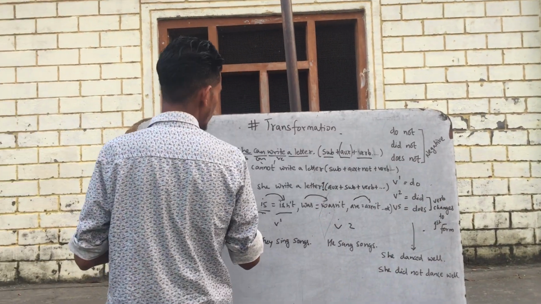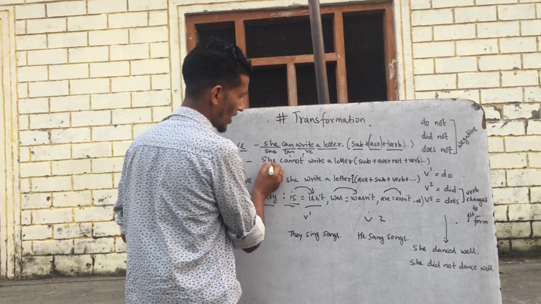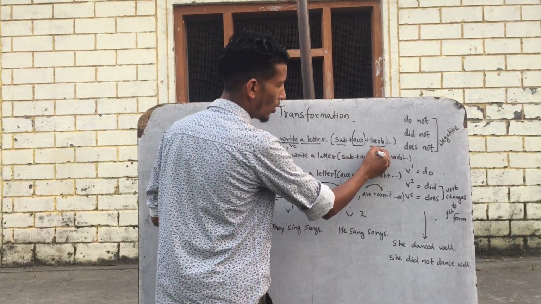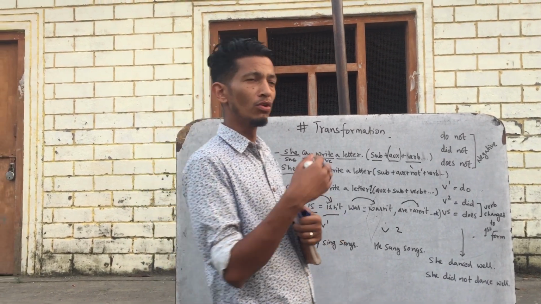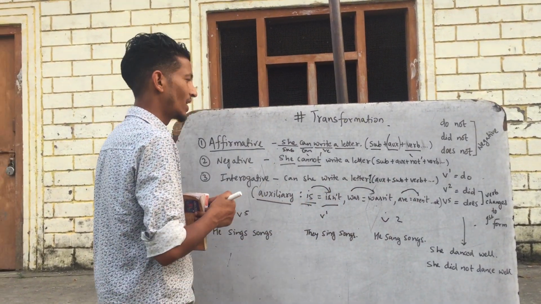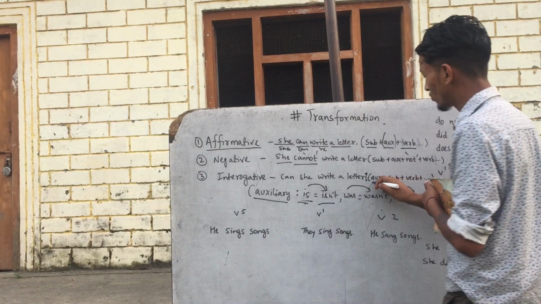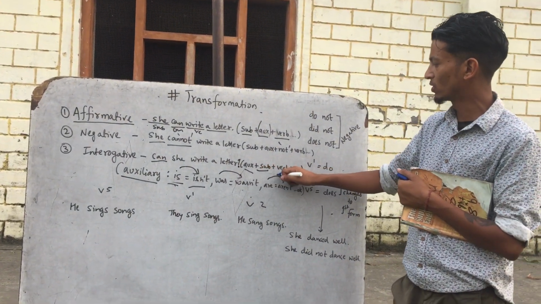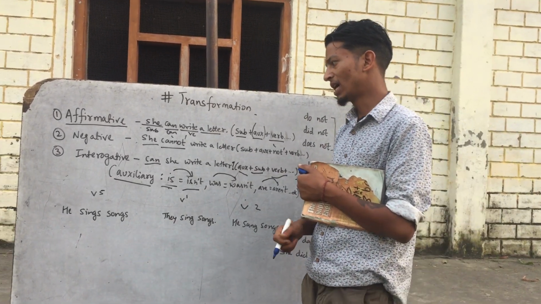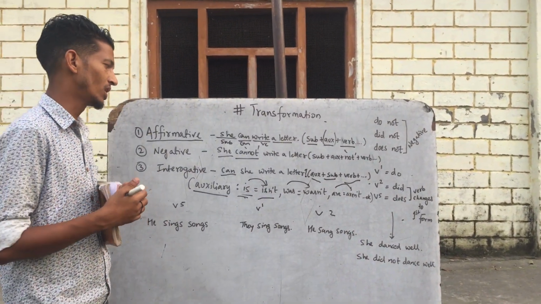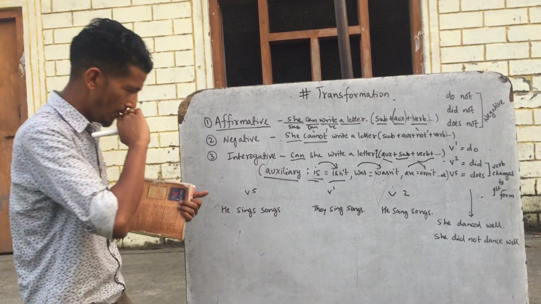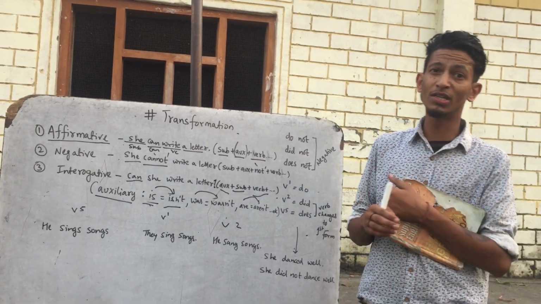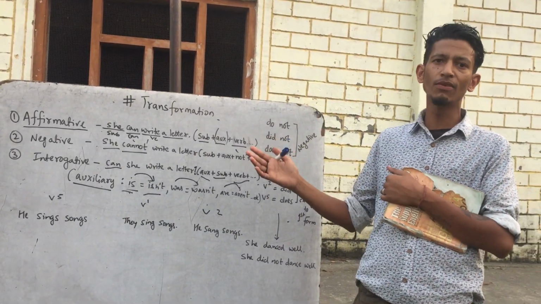Again, in negative, what would be the formula? The formula says subject, and then we will write auxiliary, and then we will add not plus verb, and then we will go with object. And in interrogative, the formula says first we need to write auxiliary, as I have written over here, auxiliary plus subject plus verb, and then plus object we will write in an interrogative sentence. So this is where we have auxiliary, we can transform it easily with the help of the formula.